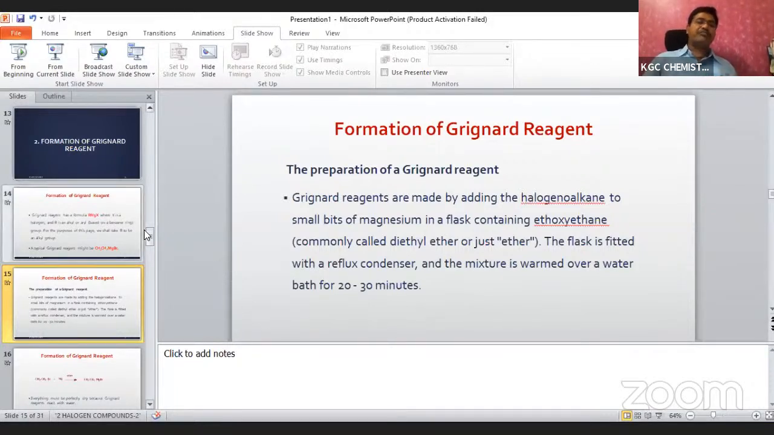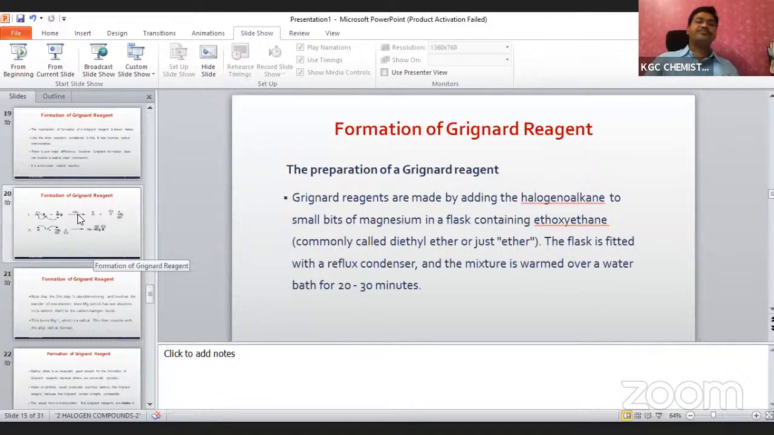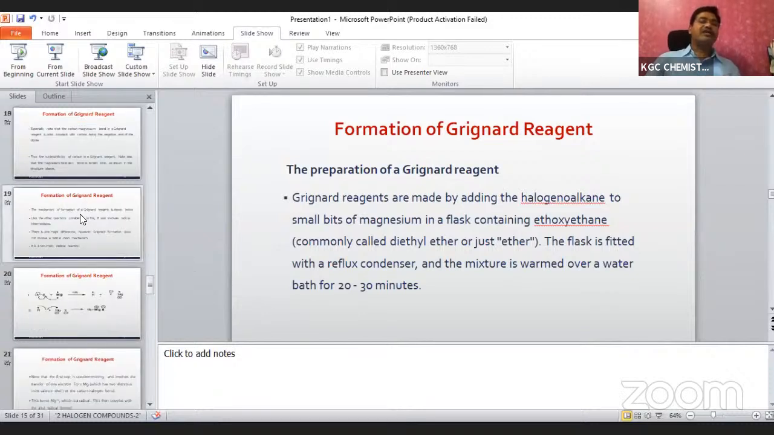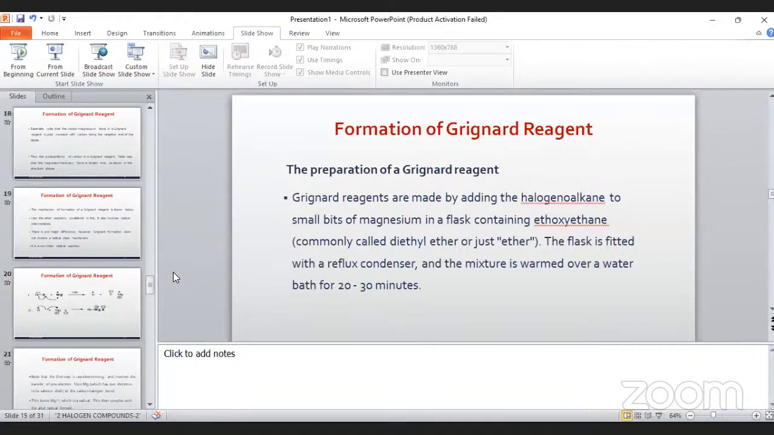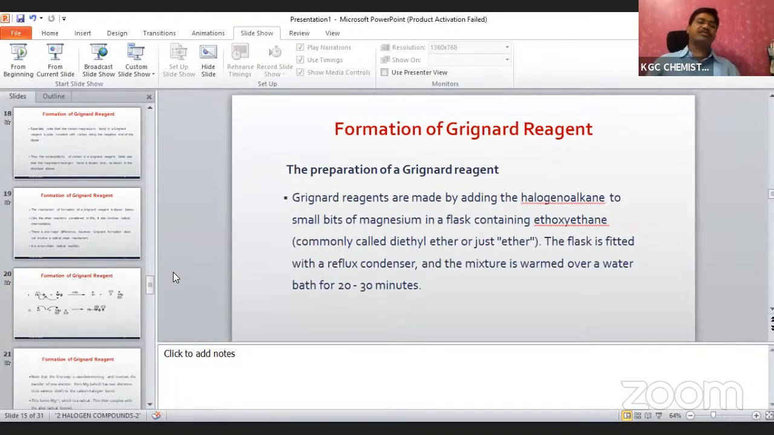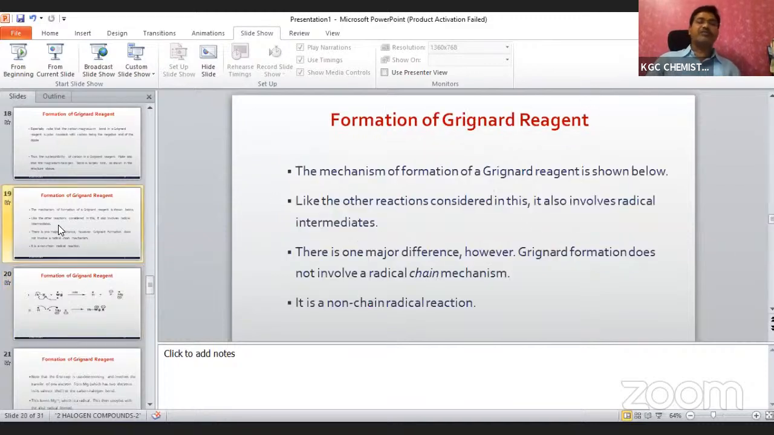You remember one important point here. For the preparation of the Grignard reagent, the conditions must be dry. There should not be even a small amount of moisture, and that's why we use diethyl ether as a solvent. Okay, now let us see how it is formed.